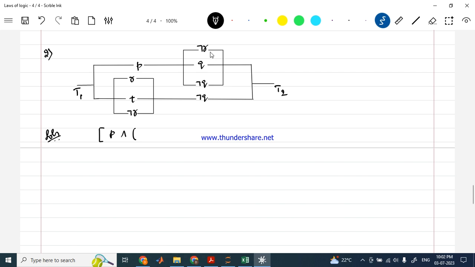this circuit. In this circuit these three switches are in parallel connection: negation R, disjunction Q, disjunction negation Q. Let's close this bracket, and this is in disjunction with the other part. These two are in series connection, but in which this network is in parallel connection: R, disjunction T, disjunction negation R. So this is in conjunction with negation Q.